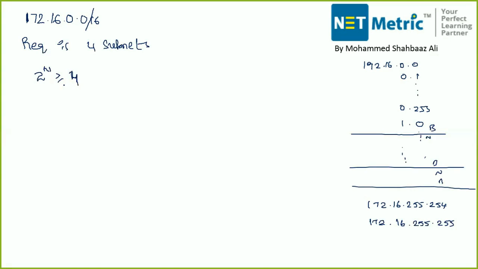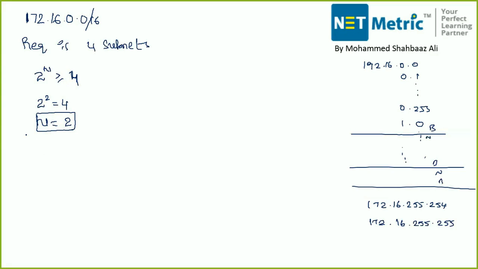Requirement is 4 subnets. So 2 power how much will be equal to 4? 2 to the power of 2 will be equivalent to 4. So n value will be 2.